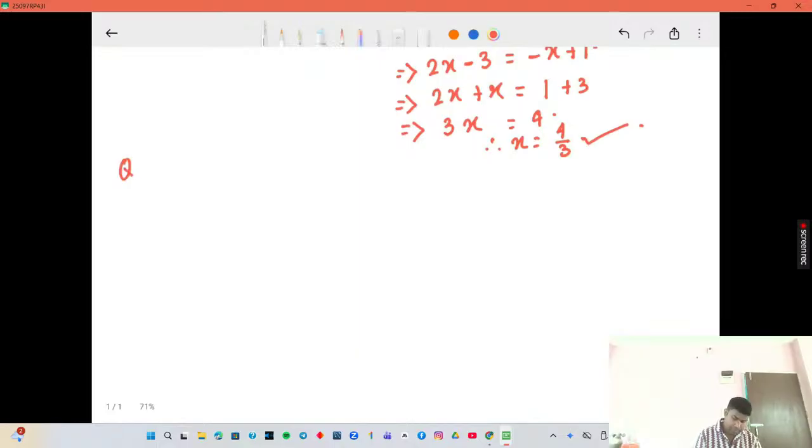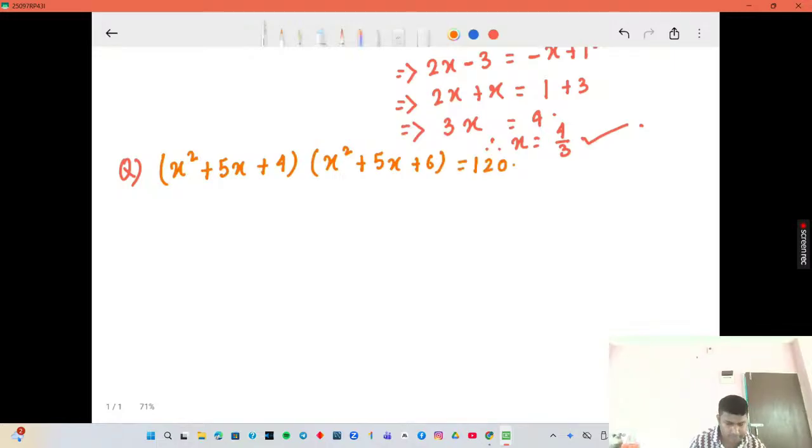So now next question. Next question is (x square plus 5x plus 4) and (x square plus 5x plus 6) is equal to 120. Okay, so now what can we do here?